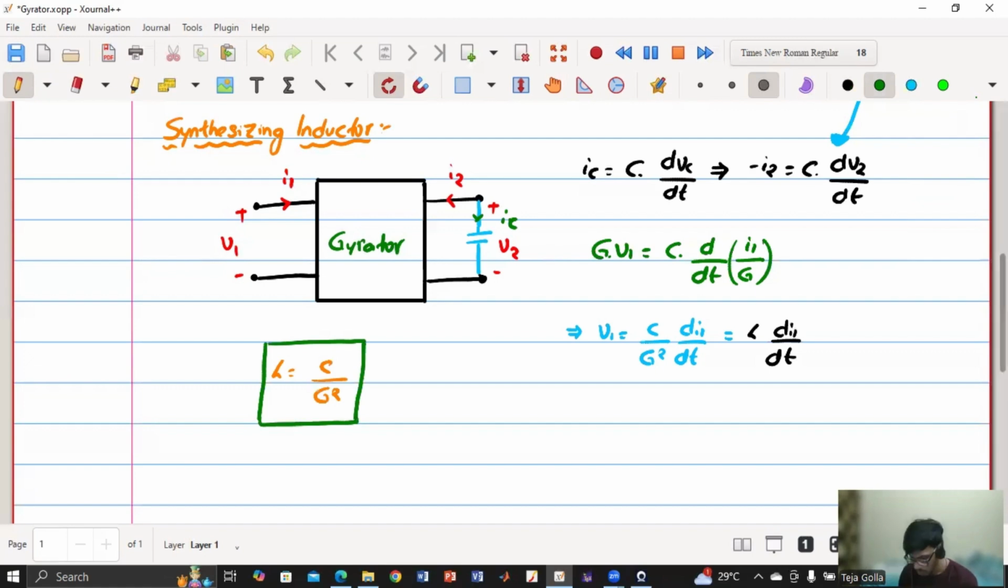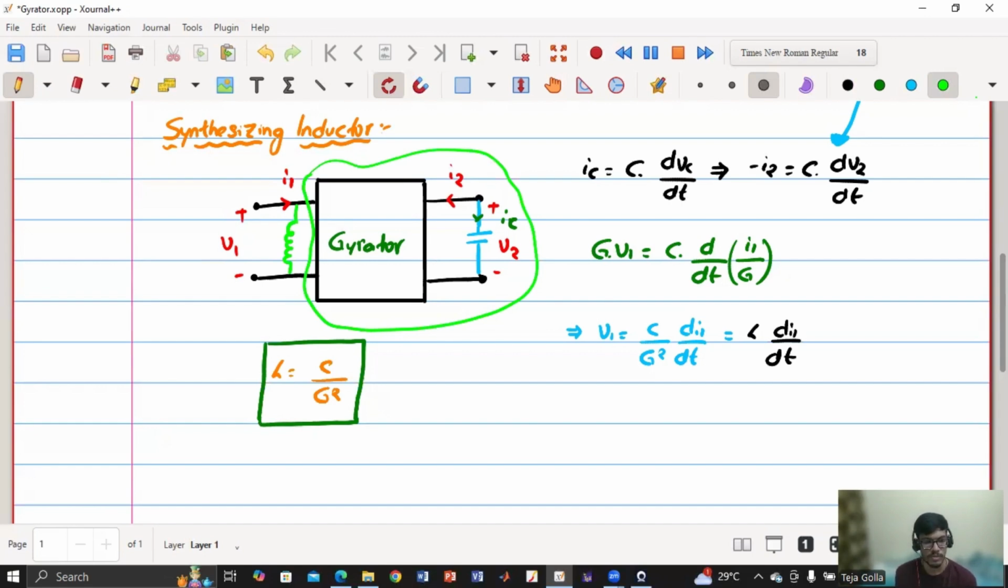So now, as if this entire circuit is acting like an inductor. The voltage across that entire circuit V1 and the current entering that entire circuit I1 resembles that of an inductor. So we are getting V1 equals L di1 by dt, where L is C by G square. So now I can use this circuit and play with the Gyrator constant and with the capacitance to get the required inductance value.